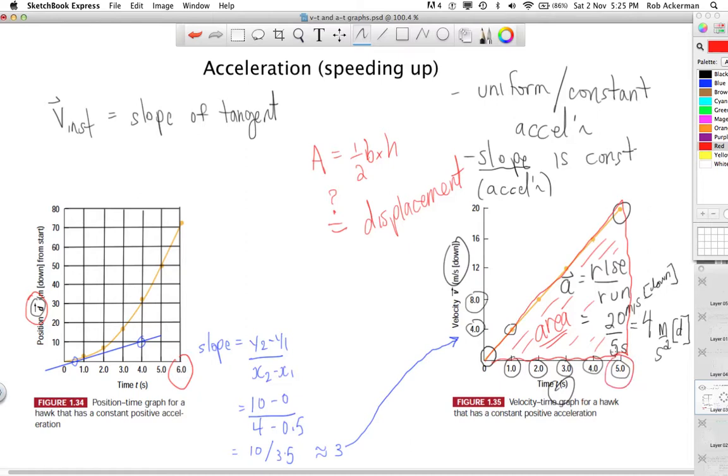So since you're calculating area up till 5, you'll want to look at the position after 5 seconds and see whether you get the same number. Check that out. All right.